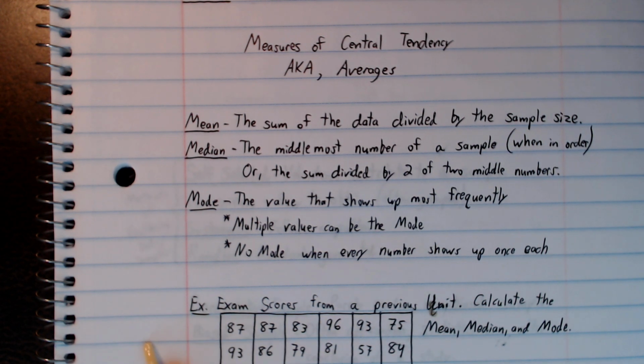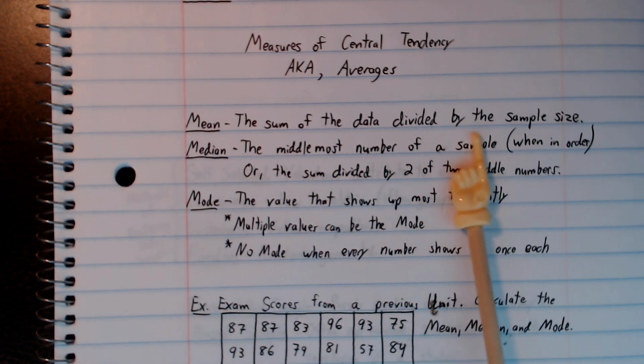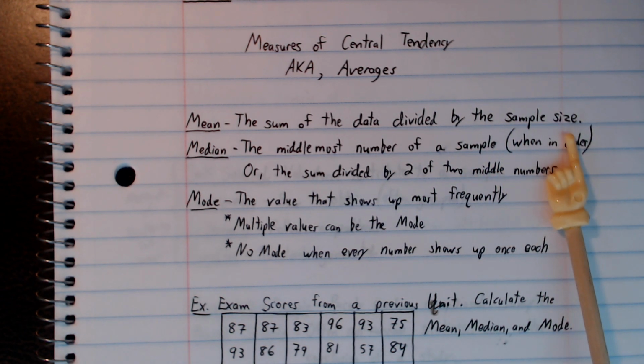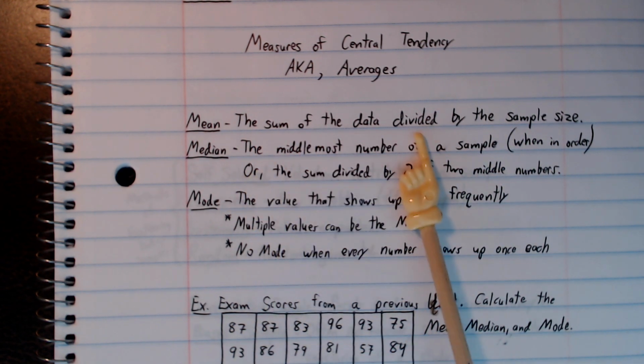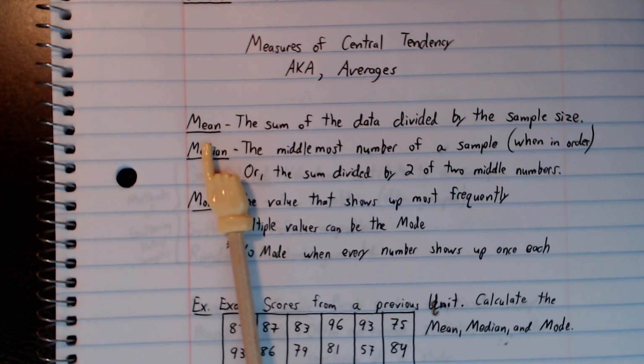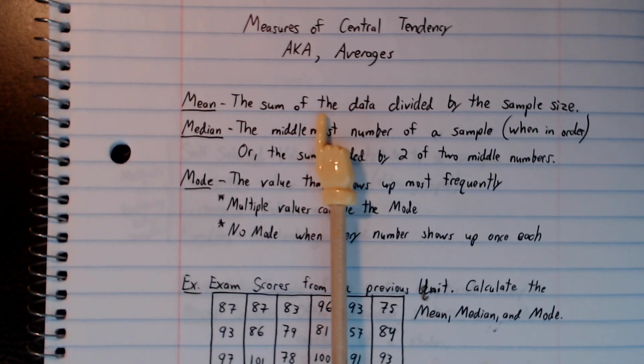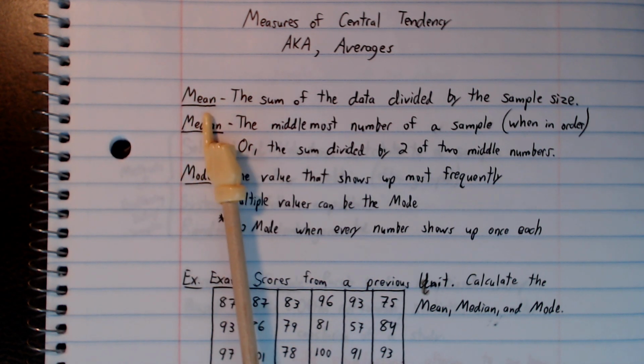Anyways, I gave you some time, and if you still need a pause to write this, these are the measures of central tendency, also known as averages. You've seen these before. You have the mean, which is the sum of the data divided by the sample size. So you add all the numbers together and you divide it by however many numbers you had. I call those elements. This is the one that most people refer to when they say the average. When I talk about the average score we had in class on a quiz, I'm using the mean average.